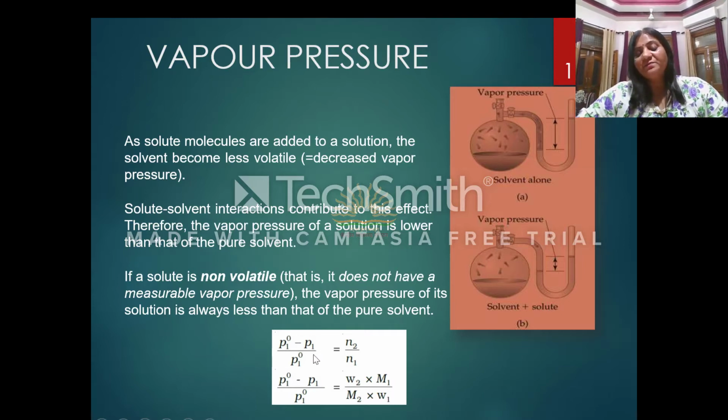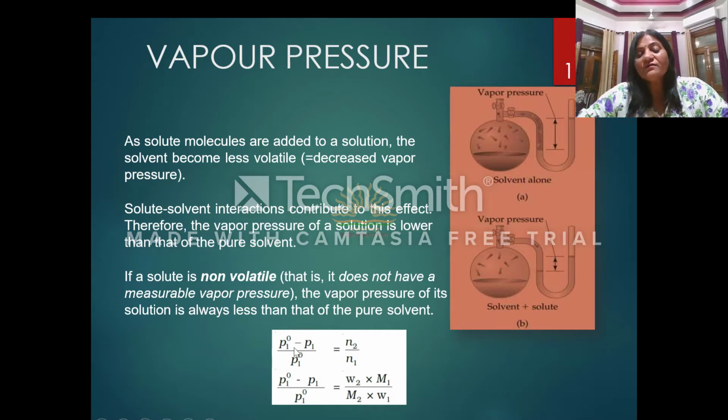(P01 minus P1) upon P01 is equal to N2 upon N1. P01 is the vapor pressure of the pure solvent. P1 is the vapor pressure of the solution. And again it is divided by P01, then this is what? The relative lowering of vapor pressure, which is directly proportional to the mole fraction of the non-volatile solute.